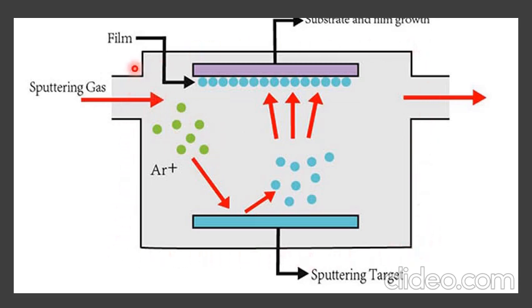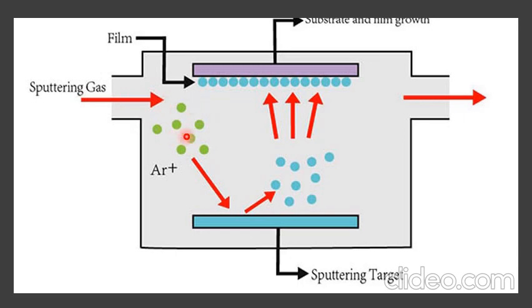This inert gas plays a vital role in sputtering. These inert gas ions play a vital role in removing the source material. Initially the chamber of the sputtering instrument is evacuated. After the evacuation of the sputtering instrument, the inert gas is introduced inside the sputtering device.